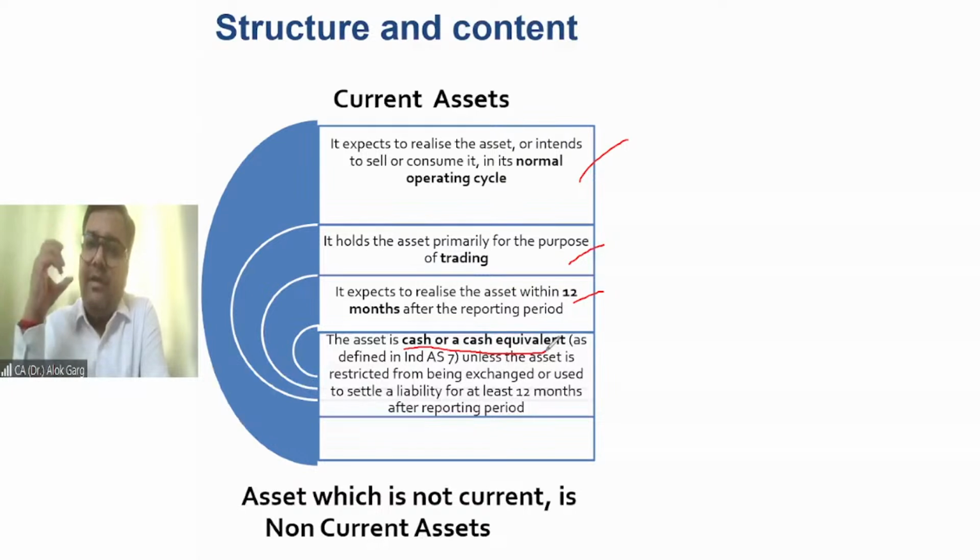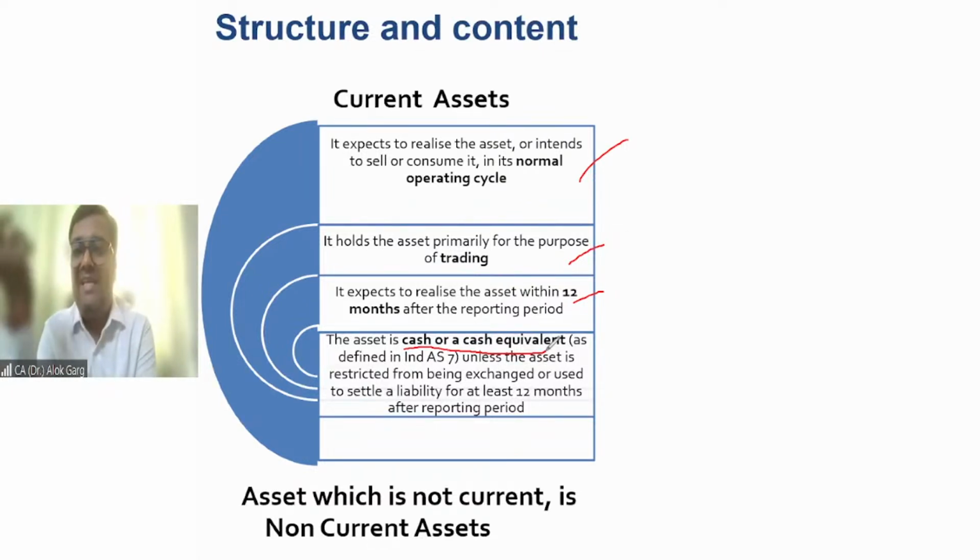Any item which can be converted into a known amount of cash, मतलब पता होना चाहिए कितना convert होगा. Any item which can be converted into a known amount of cash, which does not have a significant risk of change in value in the short term period. For example, the company has invested in fixed deposits for the period of 3 months. So short term period means 3 months. So what is this fixed deposit? This fixed deposit is a cash or cash equivalent.